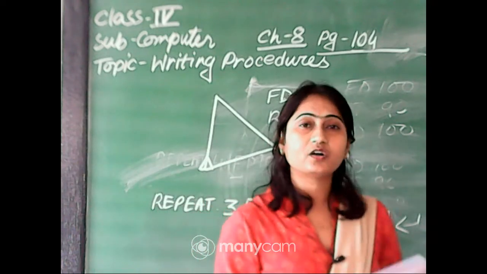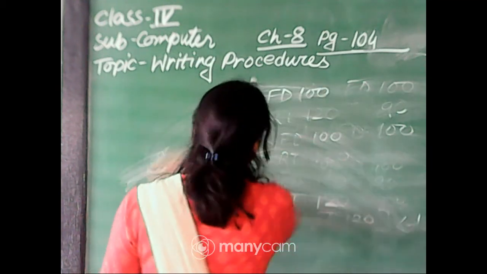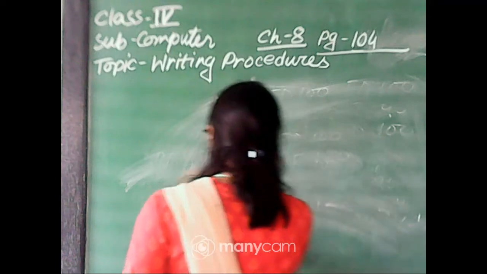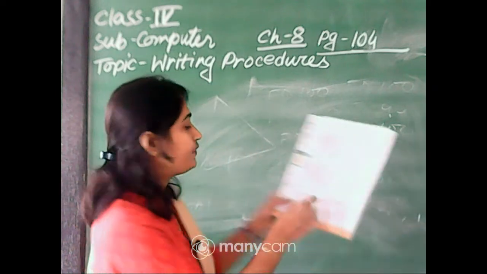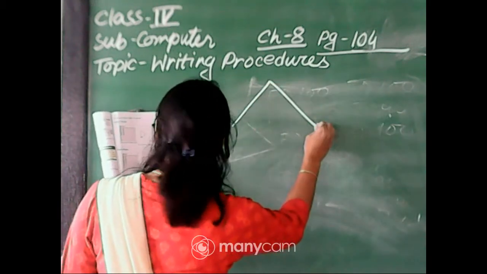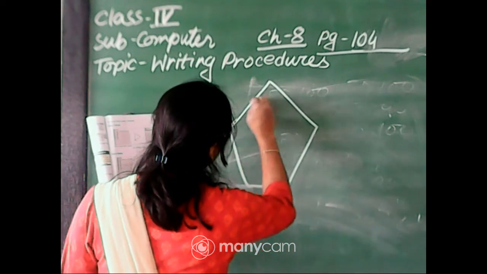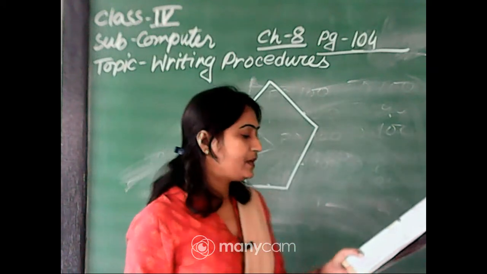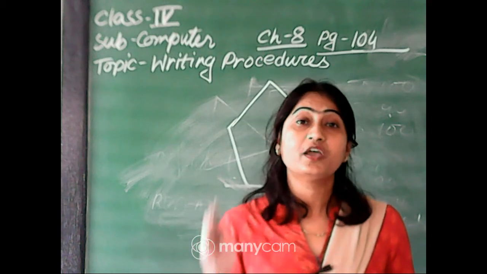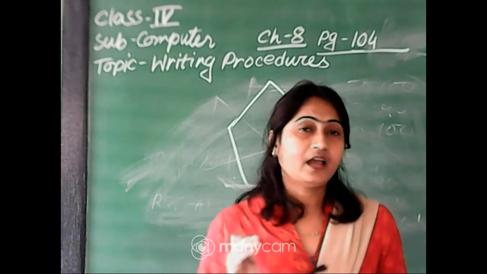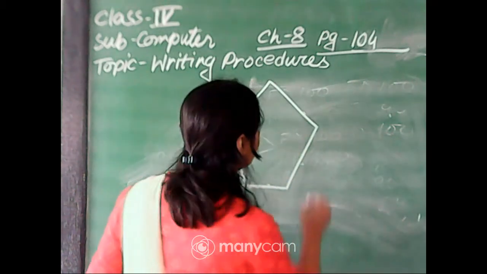It will run and you can see it draw a triangle. Now, if you want to draw a pentagon, you have to follow this. If we use the repeat command, we can write the procedure very easily and in a short time. A pentagon has 5 sides: 1, 2, 3, 4 and 5. FD 100 RT 72, FD 100 RT 72, FD 100 RT 72, with FD repeated 5 times and RT 72 5 times.